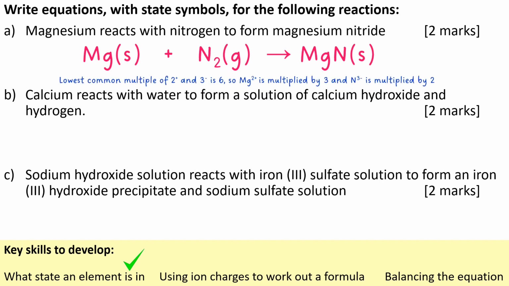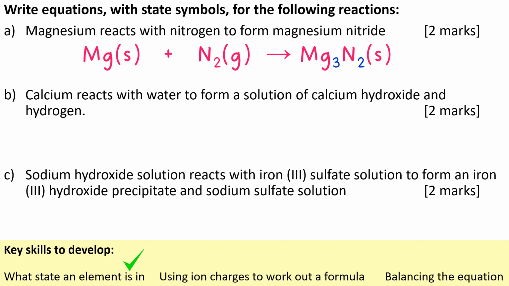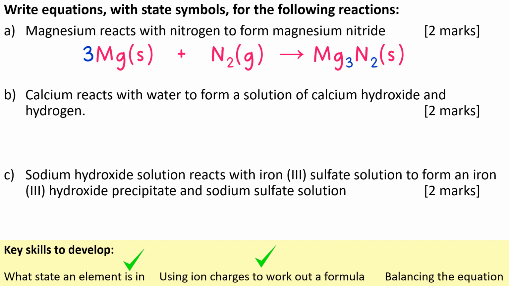So taking this idea, the lowest common multiple of 2+ for magnesium and 3- for nitride is 6. So the Mg2+ is multiplied by 3 and N3- must be multiplied by 2, which now means we've worked out the formula for a previously unknown compound. So finally we've got to balance the equation. Well, this one's quite easy. All you have to do is put a 3 in front of the magnesium.